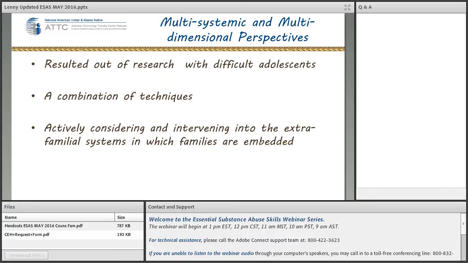Multisystemic and multidimensional perspectives resulted from research with difficult adolescents. A combination of techniques, actively considering and intervening in the extrafamilial systems in which families are embedded.